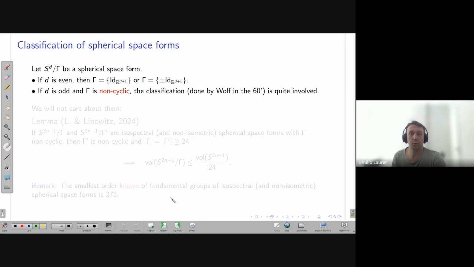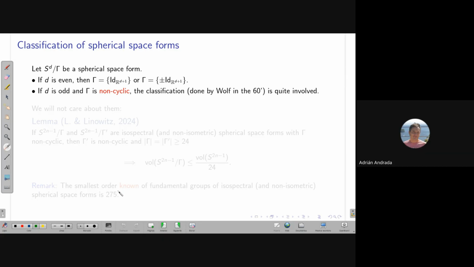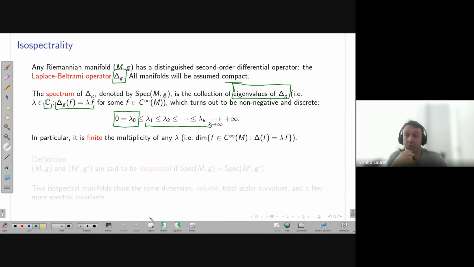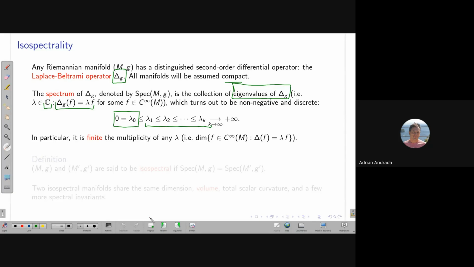Are there questions so far? Please interrupt me whenever you want. Emilio, yes, I do have one. You're considering the Laplace-Beltrami operator only on functions? Yes, only on functions, absolutely. Okay. Thank you.